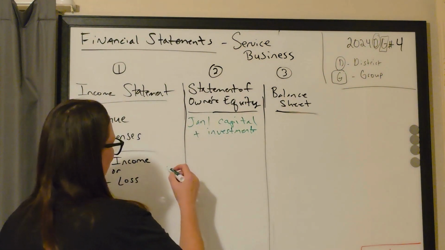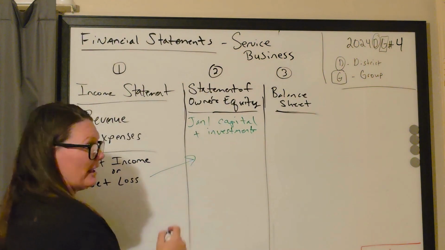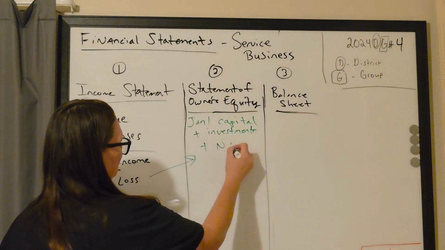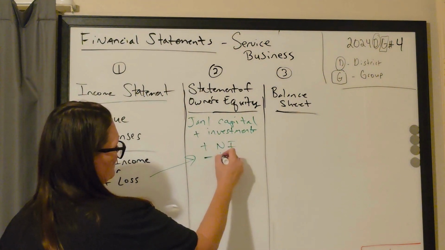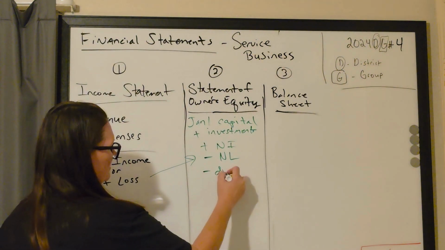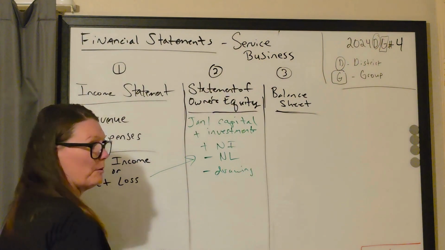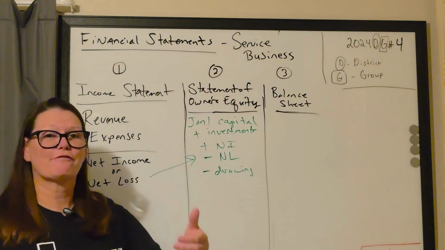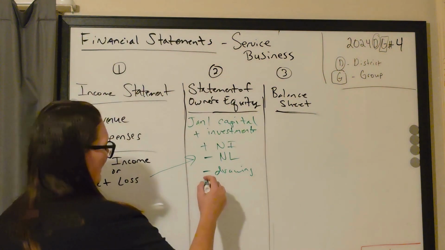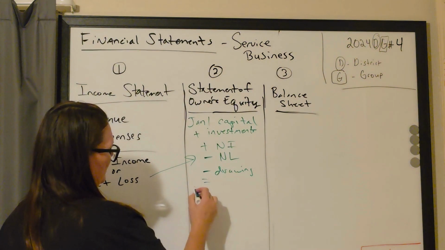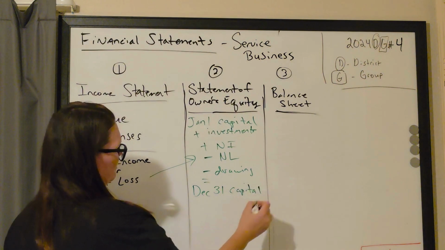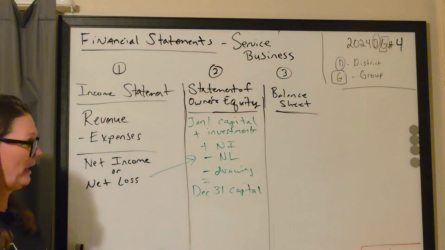Then we're going to take the net income or net loss that we calculated here, and we're going to add the net income, or we're going to subtract the net loss. And then we're going to subtract drawing. Remember, drawing is any money the owner takes from the business and uses it for personal use. And then after all that, you're going to get the end of the year capital, or obviously owner's equity.